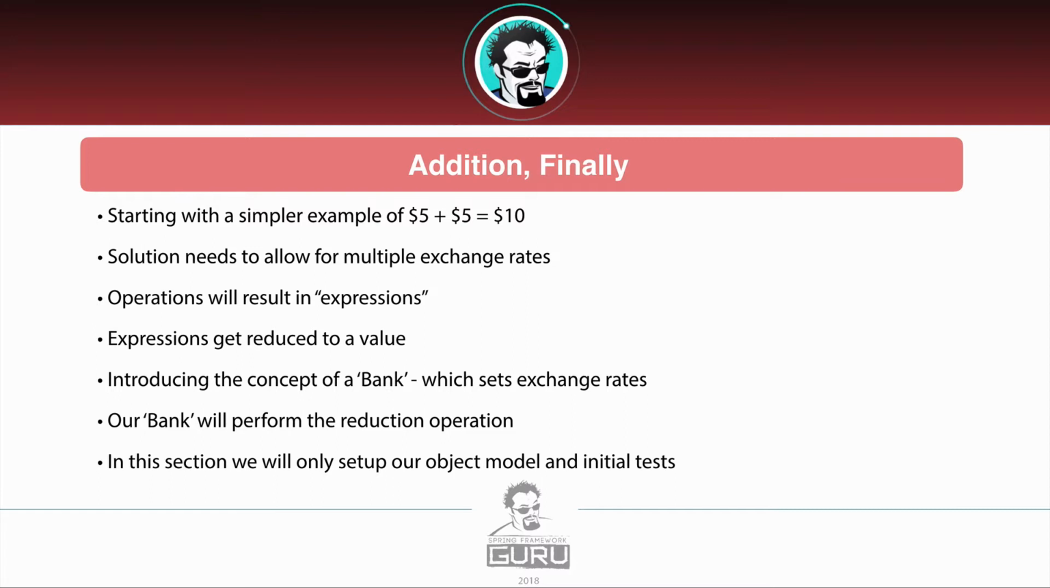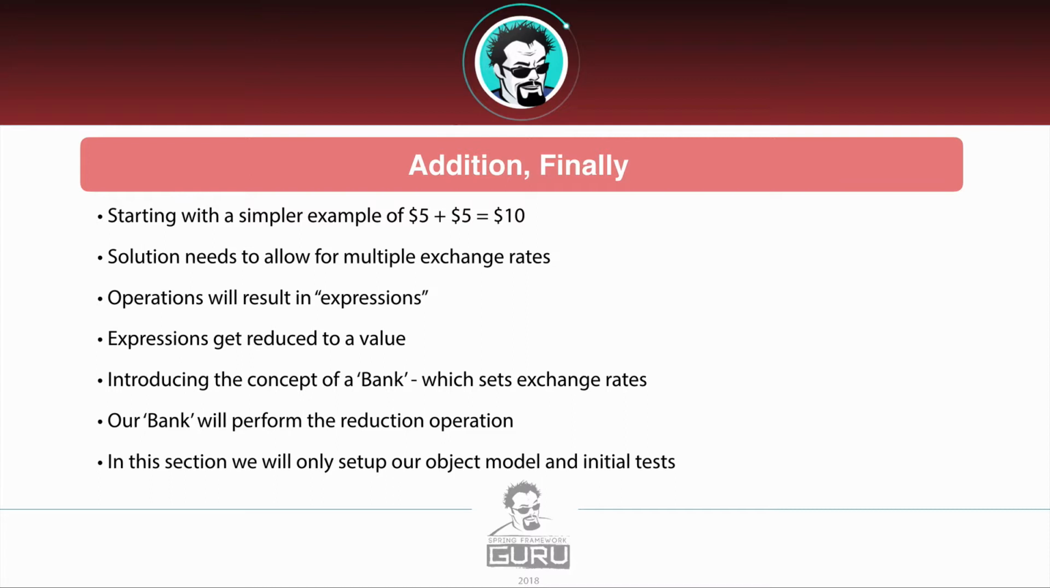And we want to set things up so that we can have a solution that's going to handle multiple exchange rates. And we're going to introduce operations that are going to result in expressions, and you'll see how we're going to implement that. It can come off as strange terminology, but we are going to reduce expressions to a value. And we are going to be bringing in the concept of a "bank," and this entity is what's going to be managing the exchange rates. So the operation is going to produce an expression, and then the bank is going to do the reduction operation.